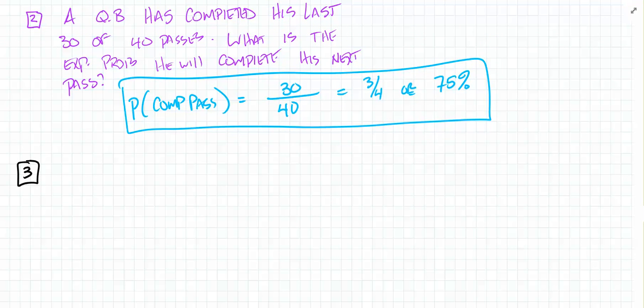So let's talk about what are the ways that we can represent probability.